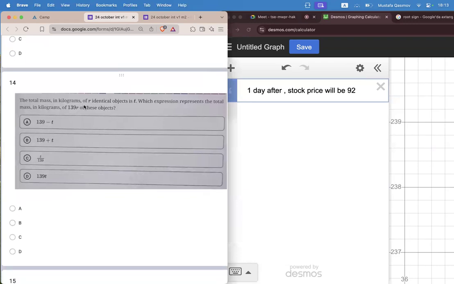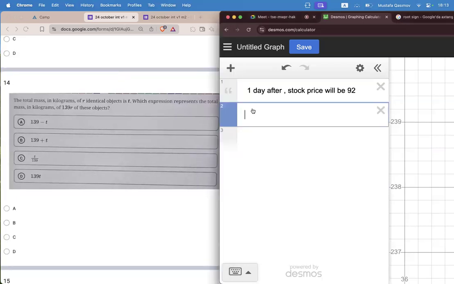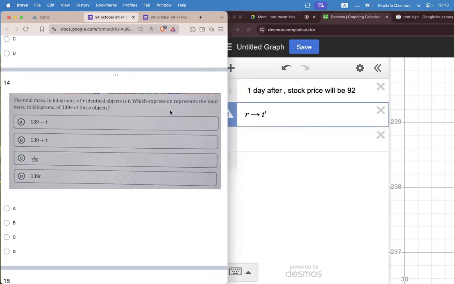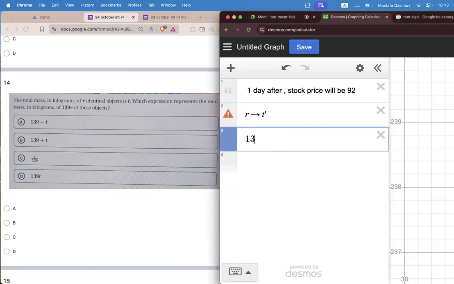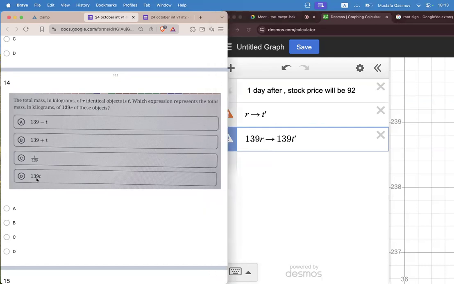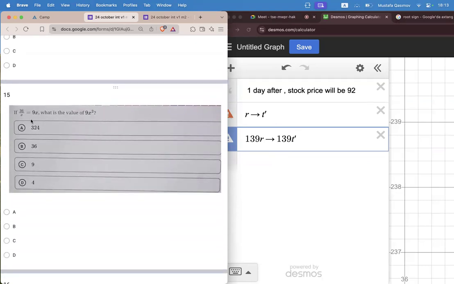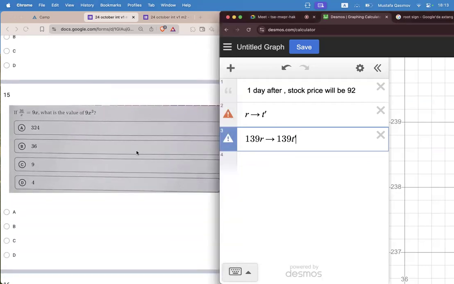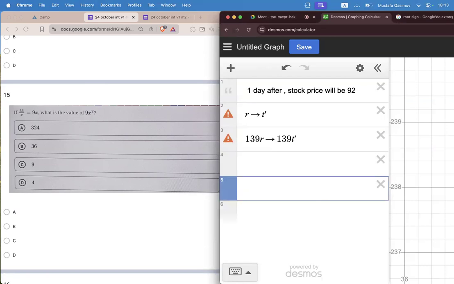14. The total mass in kilograms of our identical object is T. If for R it is T, for 139 R it will be 139 T. So the answer is 139 T, D. Answer is D. This question, you have to just do cross multiplication.